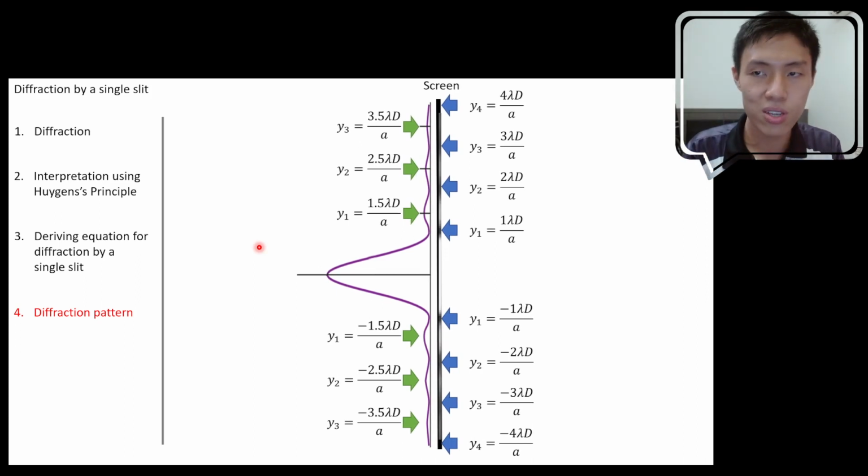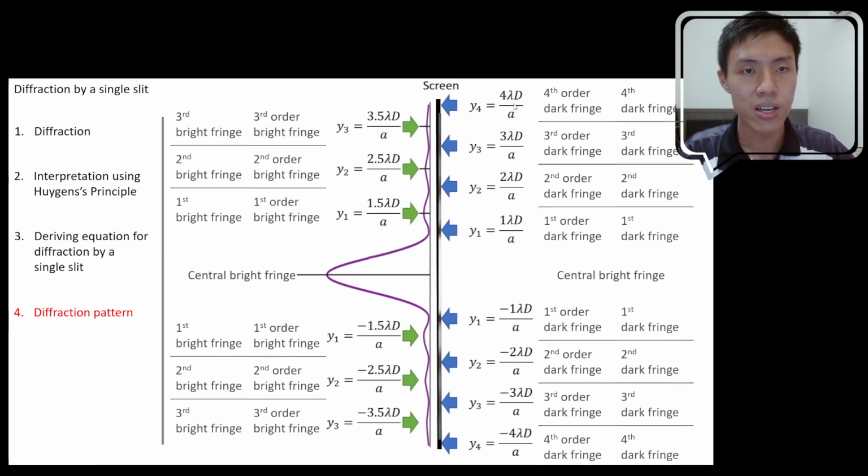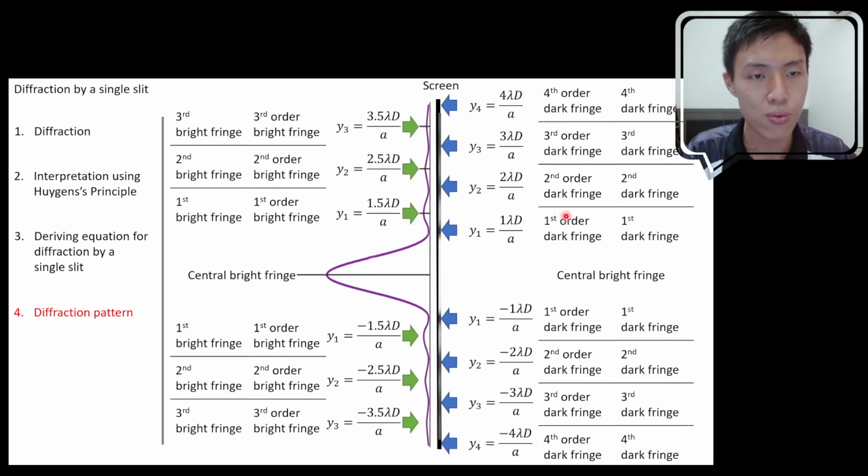I'm going to continue with the naming of it. How do you name all these things? Again, it's still the same thing. These are m, right? So if you have the word order, then the number of the order refers to the m over here. The order number is 1, so this is first order. The order number is 2, so this is 2 lambda d over a. The order number is 3, so this is 3 lambda d over a. The order number is 4, so this is 4 lambda d over a.